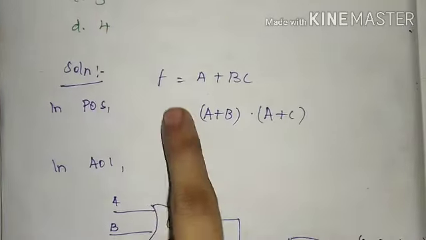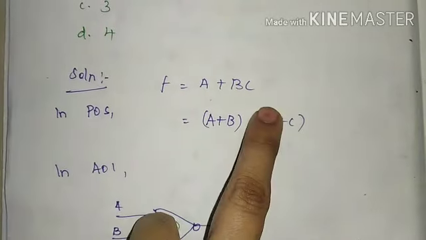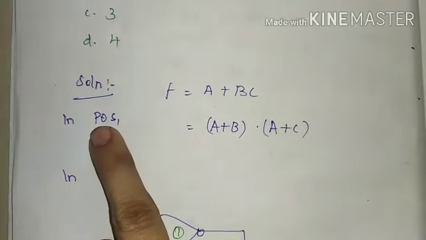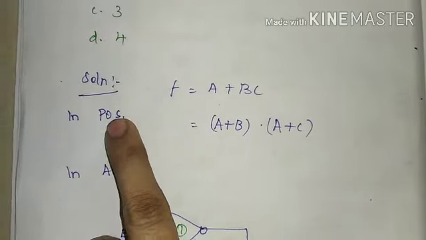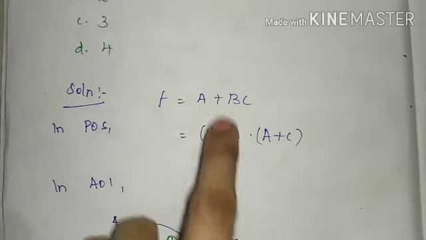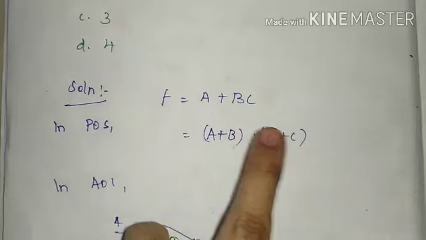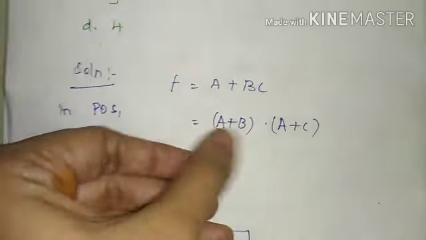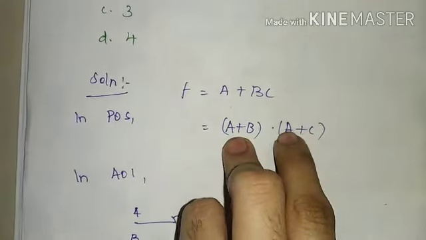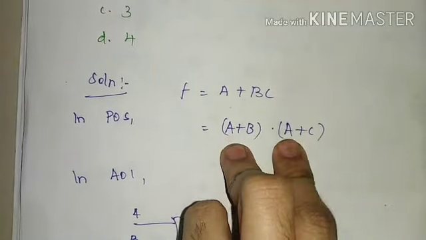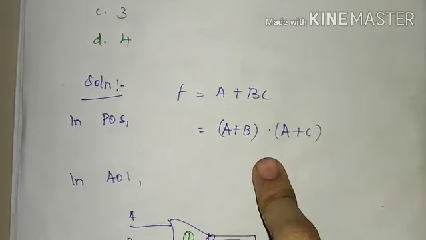Now we will see the solution. F is equal to a plus bc. Now we are going to convert this into product of sum format. So product of sum means a plus b into a plus c. These two are sum terms, and we are producting these two terms. So this is said to be product of sum format.